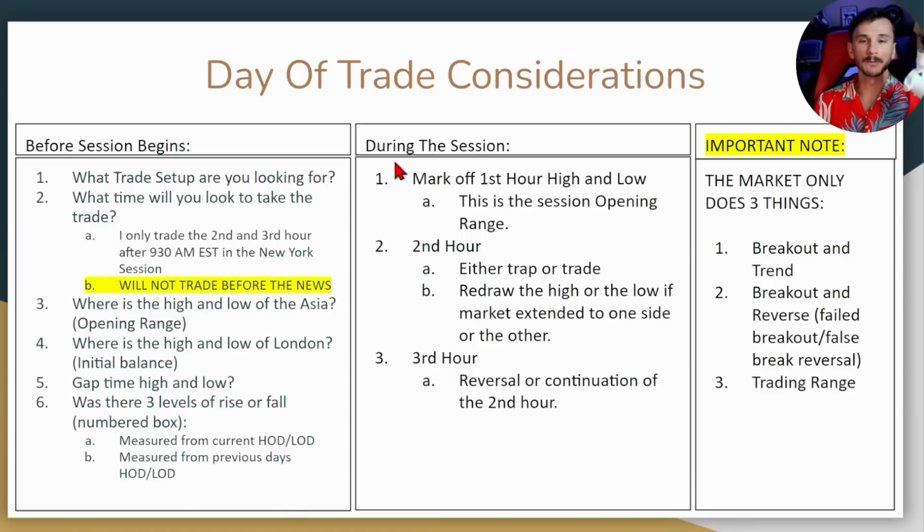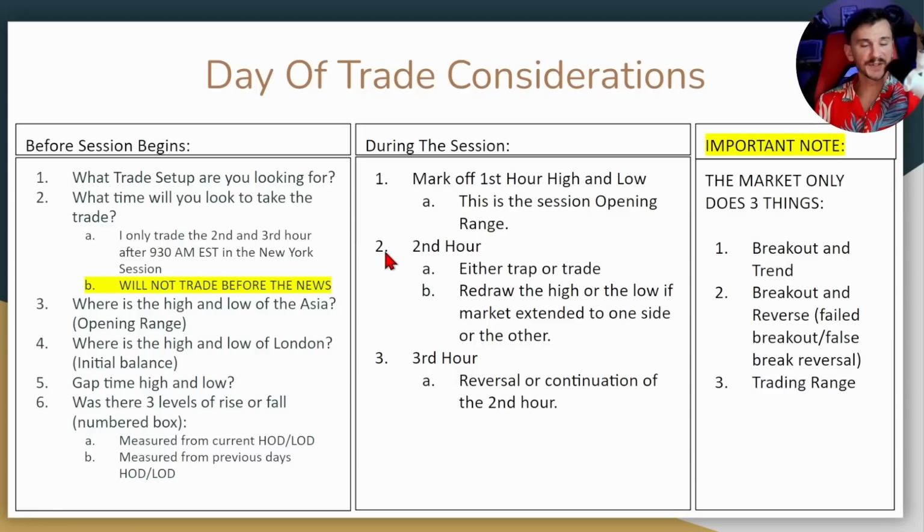During the session, once the session has begun, what am I looking for? What am I doing? I need to mark off that first hour's high and low. So basically 8 o'clock for me, being that I trade in New York, right? The first hour is 8 a.m. to 9 a.m. Eastern time. So I'm going to mark off the highest place that that hour has traveled and the lowest place that that hour has traveled, because that is the session's opening range. That's going to give me some more levels to work from.